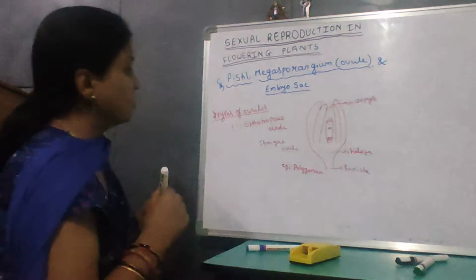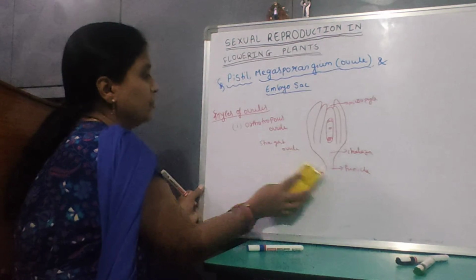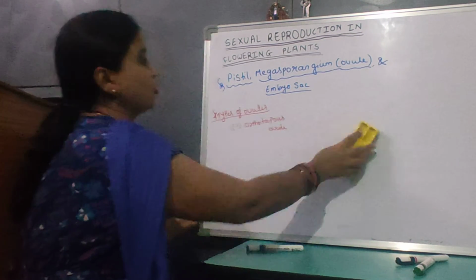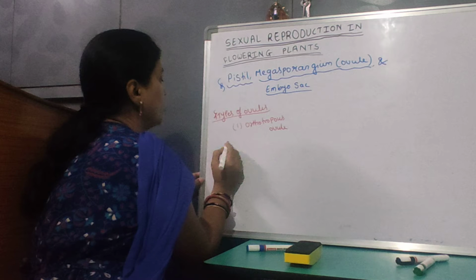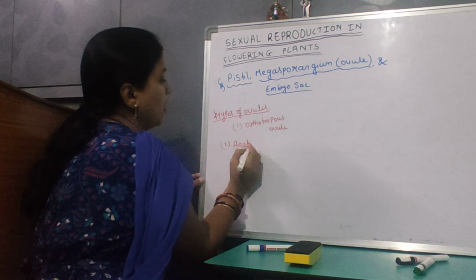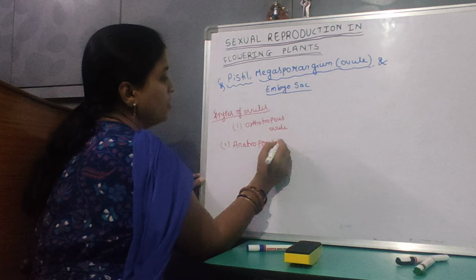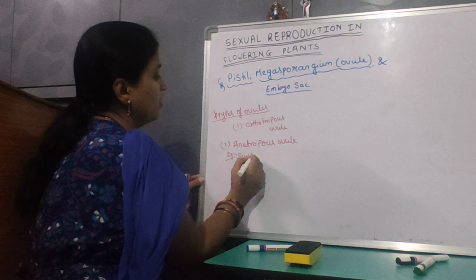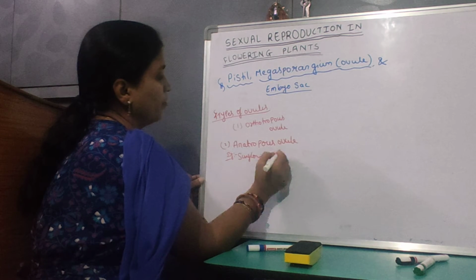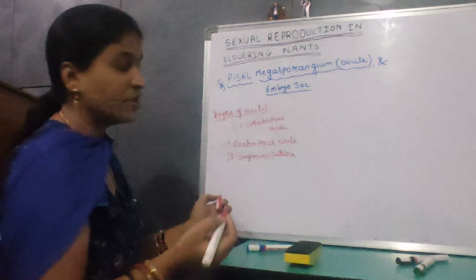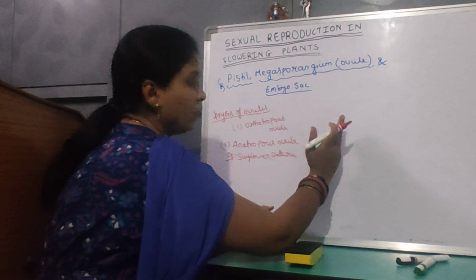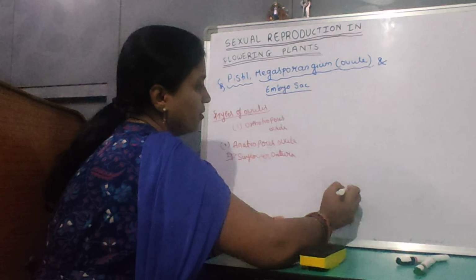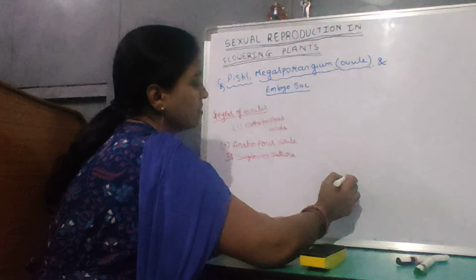Then coming on to the next type of ovule, it is called anatropous ovule. The second one is anatropous ovule, which can be seen in sunflower and Datura. So how is it present? Simple. This is a straight ovule, no? It takes a curve of 180 degrees such that the micropyle, I'll draw. Like this it is there, no?